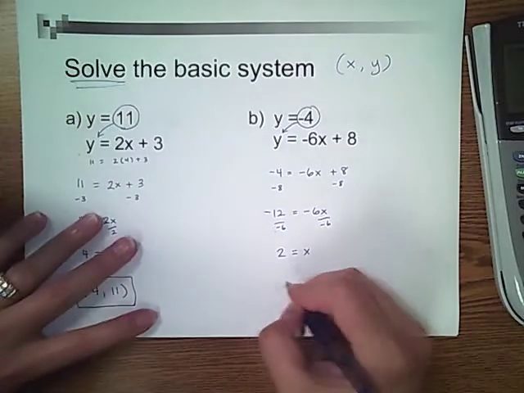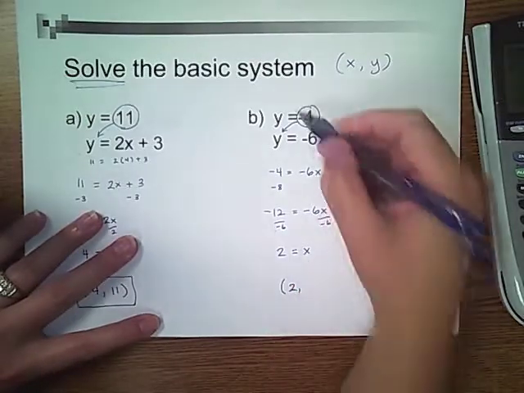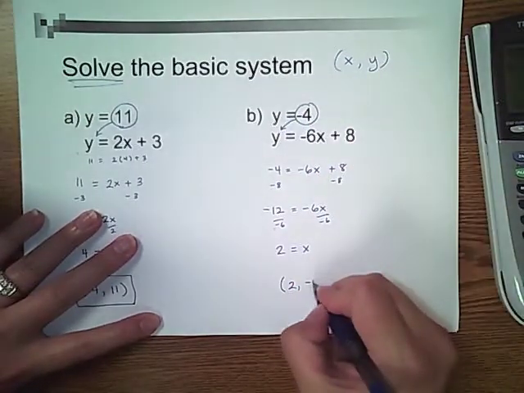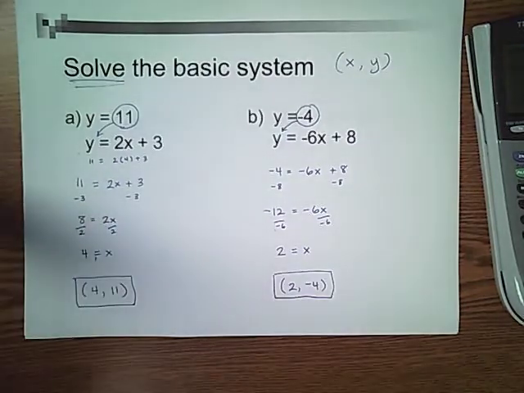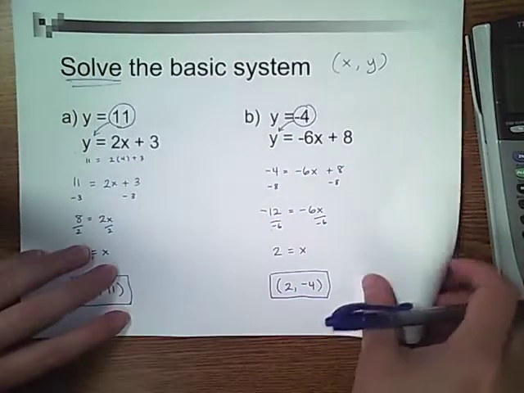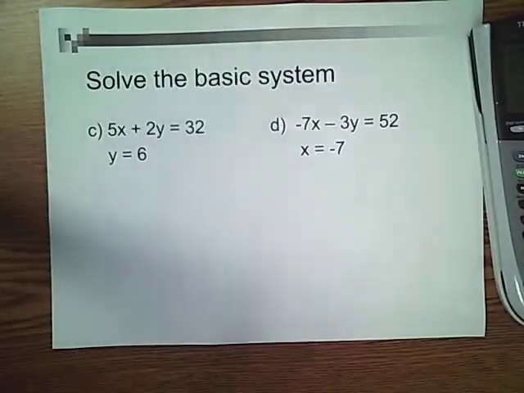All right, so now I need to remember to write my answer, my solution, as an ordered pair. So my answer is 2, and then my y value was up here, -4. Always x and then y. Okay, so that is solving basic systems. We're going to work a couple more just to make sure that we've got it. All right, and then you'll have an assignment that you need to work on.